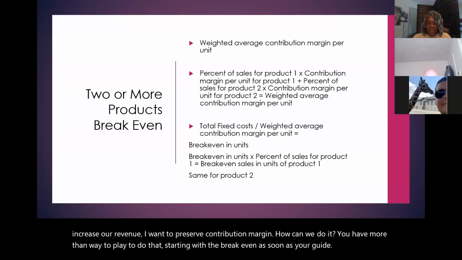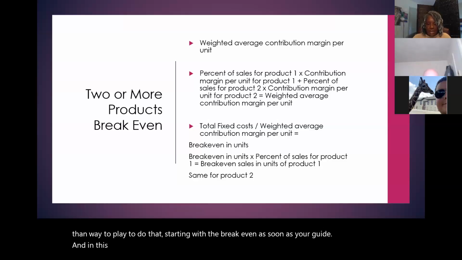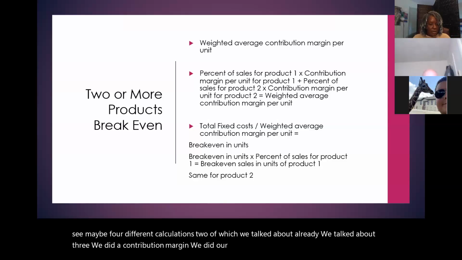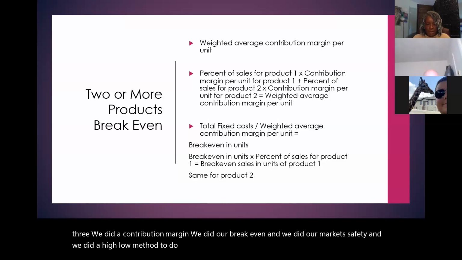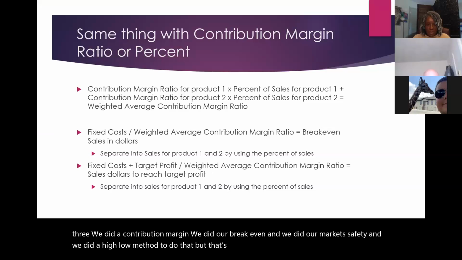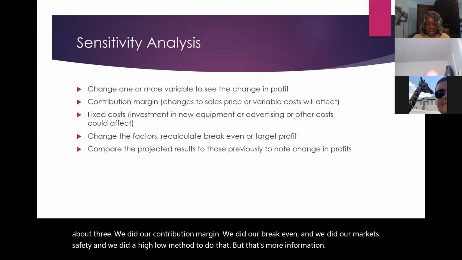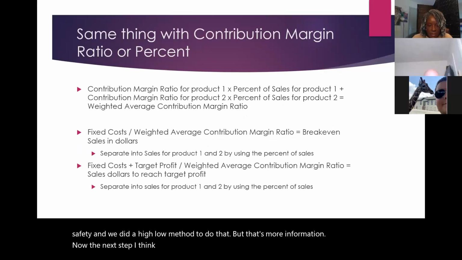And in this particular chapter, I think most of the calculations are very straightforward. You might see maybe 4 different calculations, 2 of which we talked about already. Well, actually, we talked about 3. We did our contribution margin, we did our break-even, and we did our margin of safety, and we did a high-low method to do that. But that's more information. Now, the next step, I think we talked about this a little bit. I'm going to stop right here. I don't want to go too fast.